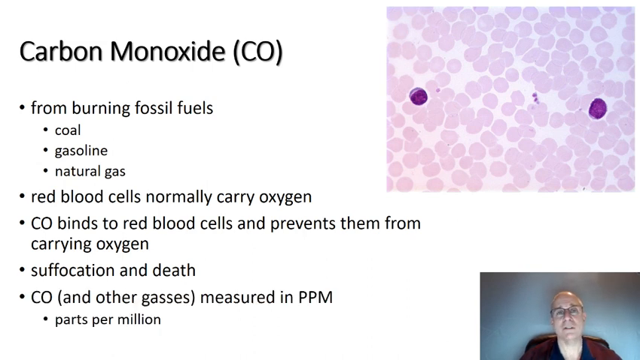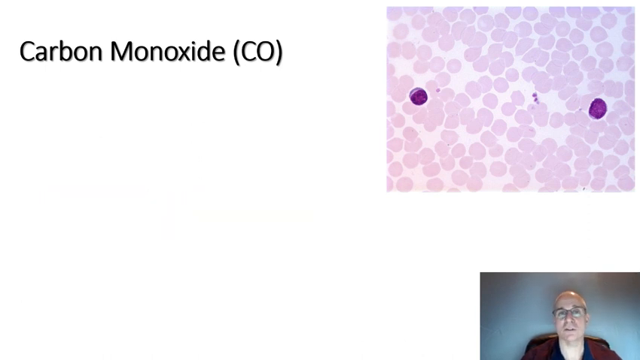Now, how do we measure the amount of carbon monoxide or other gases in general? We measure them in what are called ppm, or parts per million. And the name is pretty self-explanatory. If we were to have 1 million molecules of gas in a jar, if we had 20 parts per million of carbon monoxide, of all those million particles, 20 of them would be carbon monoxide. So that's parts per million.